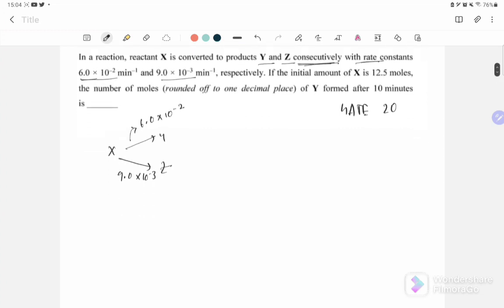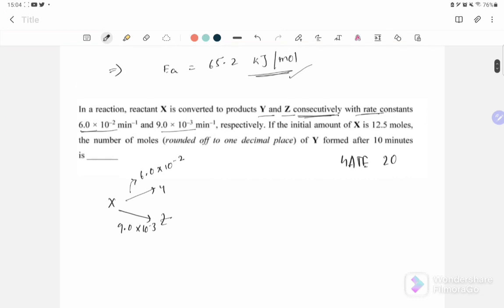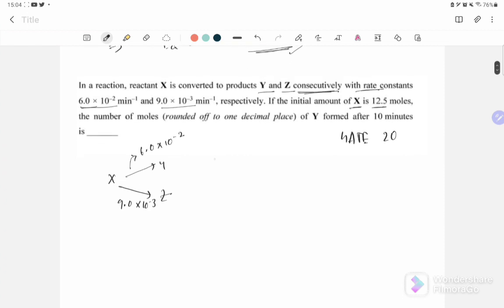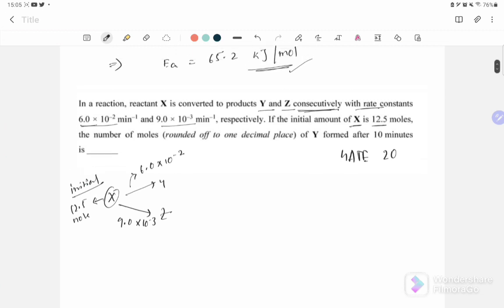Now they ask: if the initial amount of X is 12.5 moles, this one initial was 12.5 mole, what is the number of moles of Y formed in 10 minutes? And they asked for one decimal place.